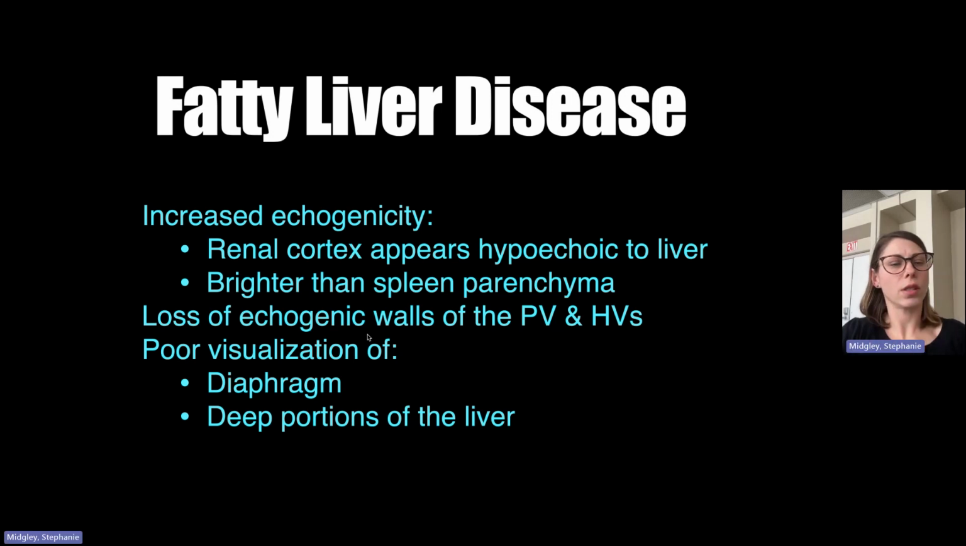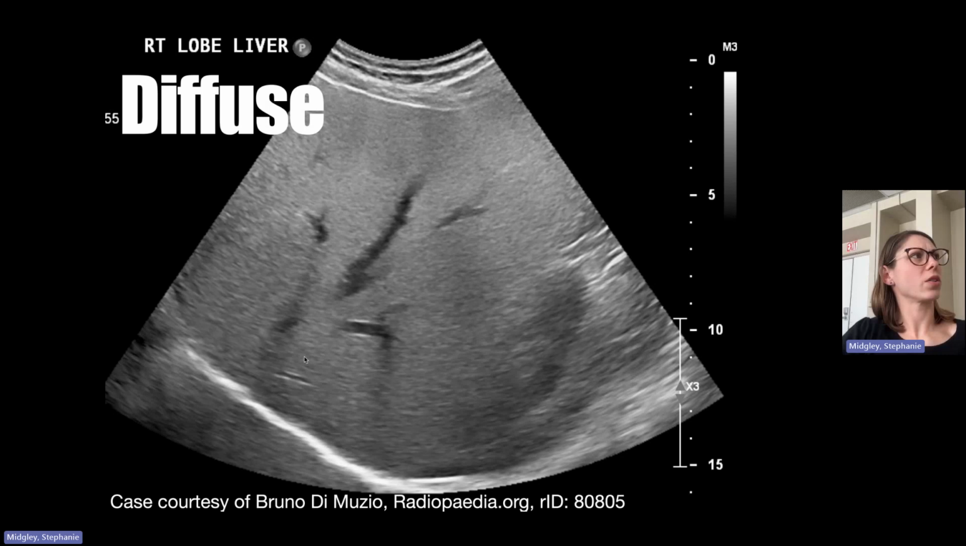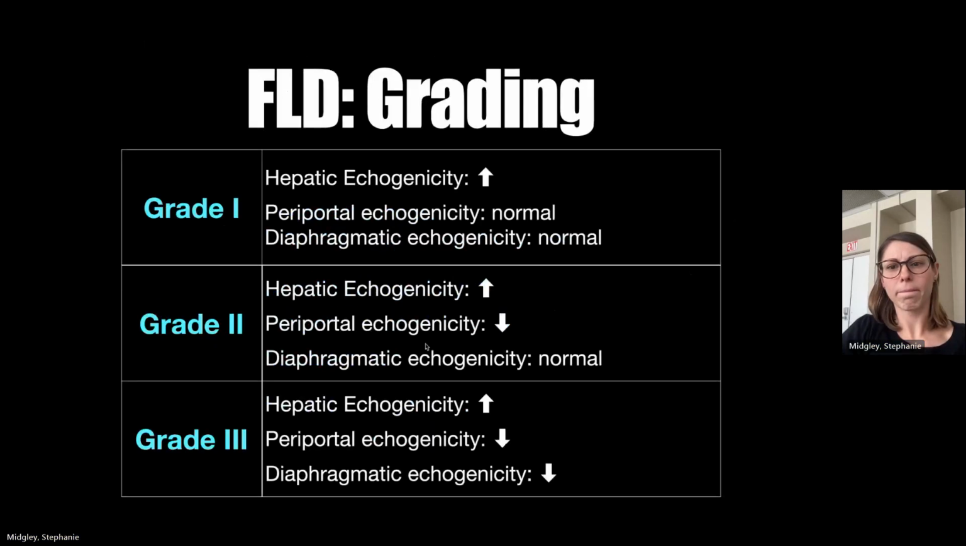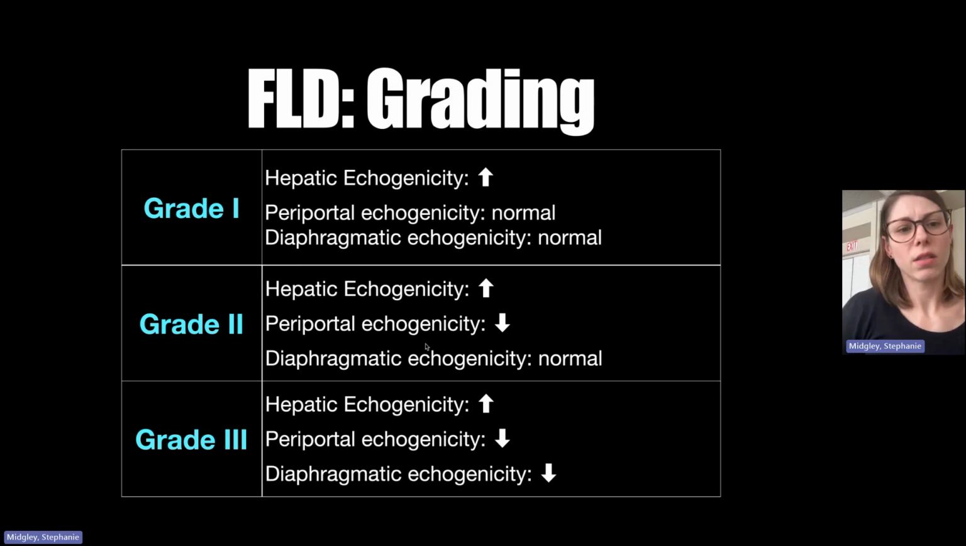And then as you get worse fatty liver disease, you start to lose the diaphragm. Sometimes we're scanning patients and you're like, where is this patient's diaphragm? Sometimes this is why you can't find it: they actually have fatty liver disease. And then if you go back, you can notice the deeper portions of the liver start to become a bit indistinct. So there are 3 different grades: grade 1, grade 2, grade 3.